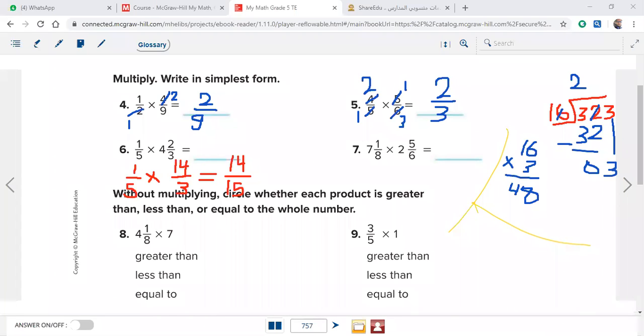Now can I divide 3 by 16? No, because 3 is smaller than 16, I will put 0 in the answer. Now I have no more numbers to bring down here. So the answer will be 20 and the remainder is 3. So the answer is 20 and 3 out of 16. Okay?